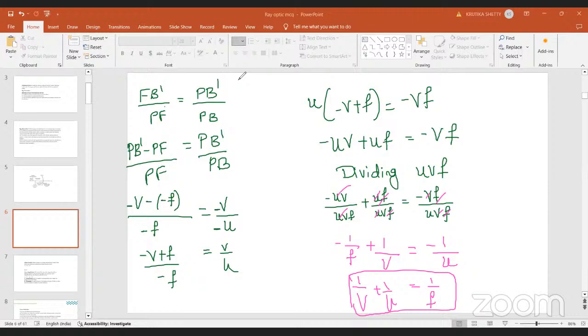Next we are substituting the terms. Then lastly dividing by UVF we come across the mirror formula. So if anybody is having any doubt, please ask. So this is the mirror formula derivation, 3 marks. If any doubt is there, ask. Otherwise, we will continue in the next class with the next derivation.